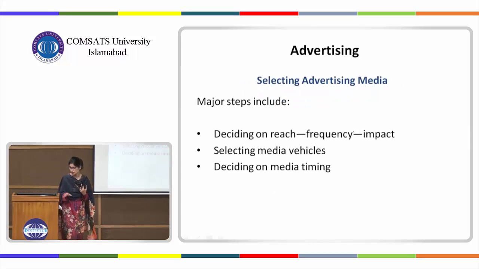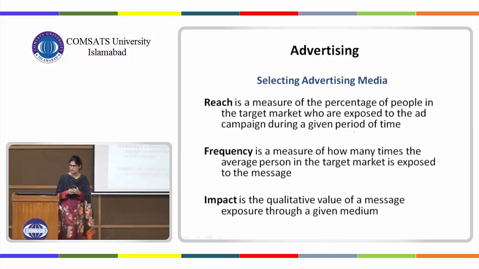Now, major steps when it comes to selecting advertising media is deciding on the reach, frequency, and impact, right? So these are the major steps that are involved in selecting advertising media. The first is deciding on the reach, frequency, and impact. The second one being selecting media vehicles, and the third one being deciding on media timing. Let's get to the first one, deciding on reach, frequency, and impact.